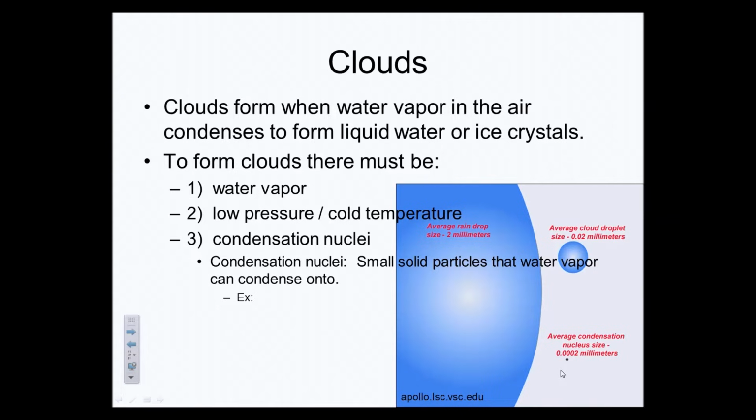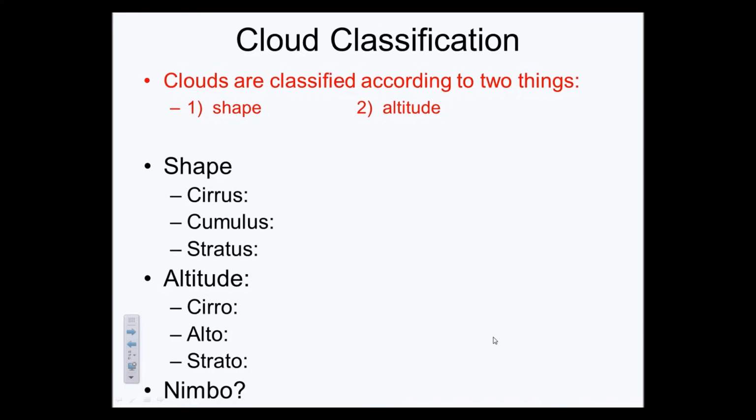Other things, people are trying to do cloud seeding. You might have heard of that. We're trying to get it to rain on purpose, where they fly into a cloud in an airplane, and then they release some kind of a substance to get the clouds to rain. Okay, they're adding condensation nuclei, trying to get the clouds to rain. Okay. So that's how clouds form.